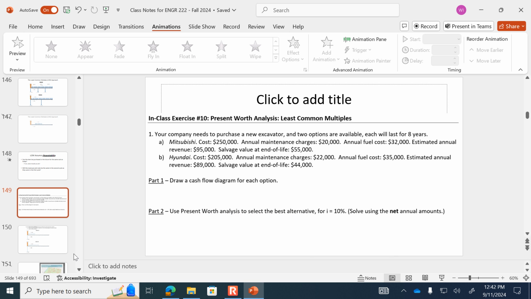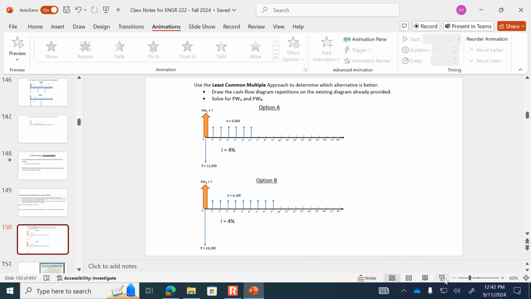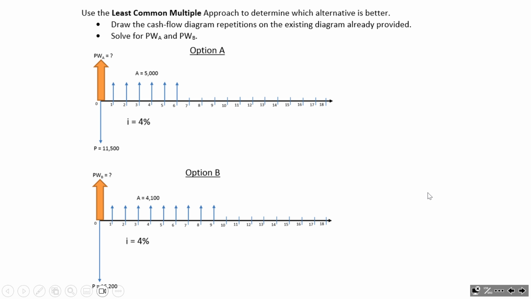All right. So here's the second one. So least common multiple. I already showed you this cash flow diagram earlier, but I want you to get the practice of sketching in on the paper where those subsequent purchases should go. Just so you get the reps here, so that you get the practice of applying the least common multiple approach.